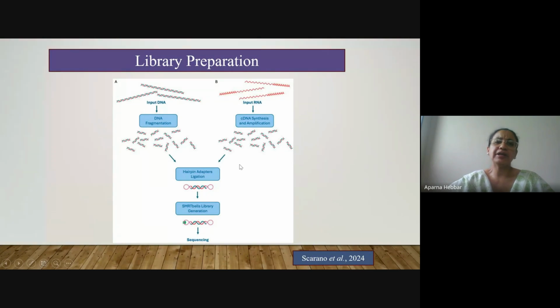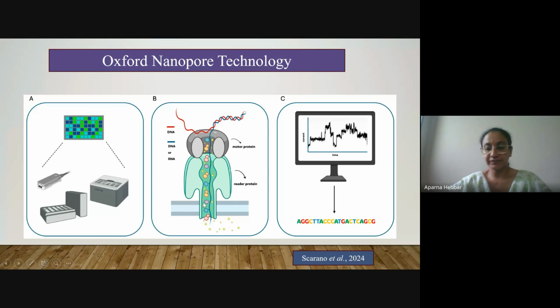Then coming to the library preparation, it is a bit different from NGS. Here the hairpin adapters are used. This is to prevent breakage or any damage. And this is called SMRTbell library generation. Then sequencing will be done.